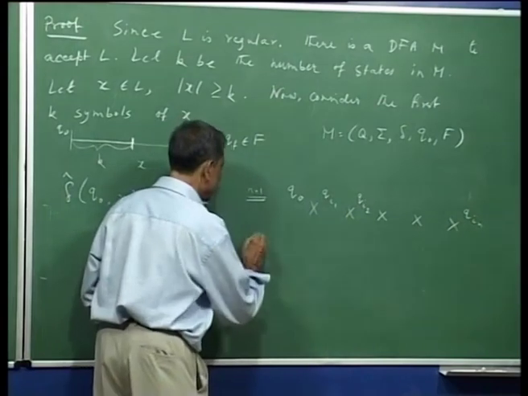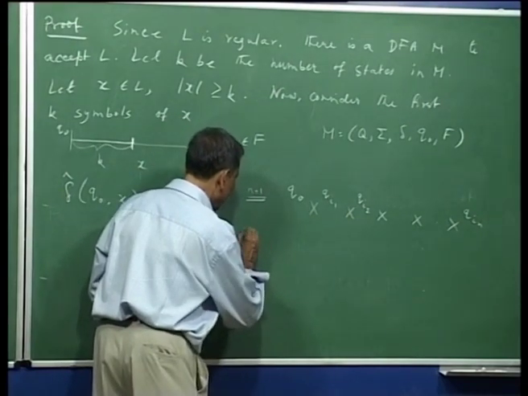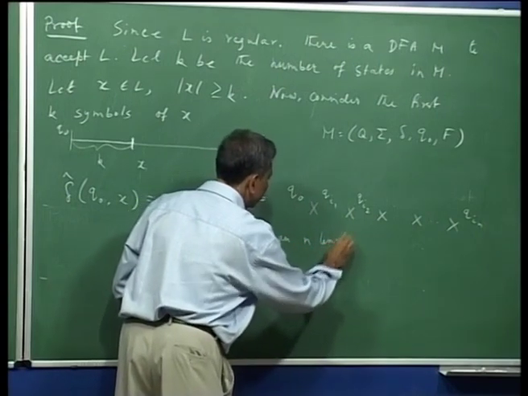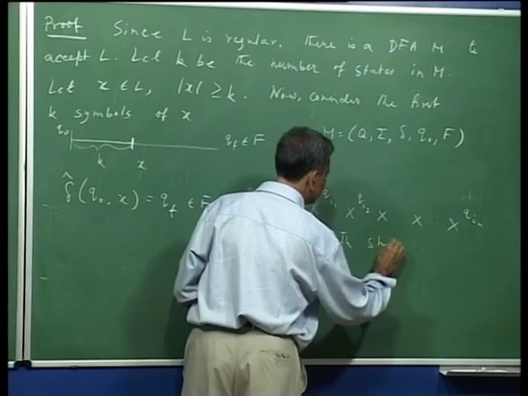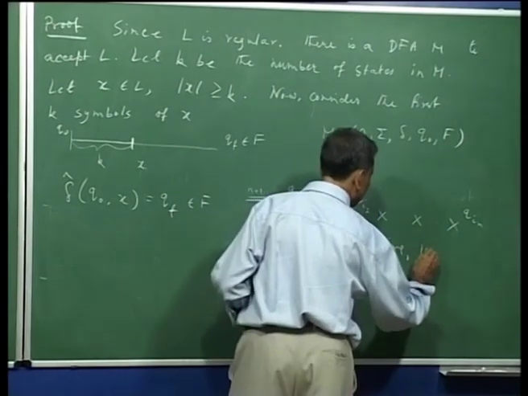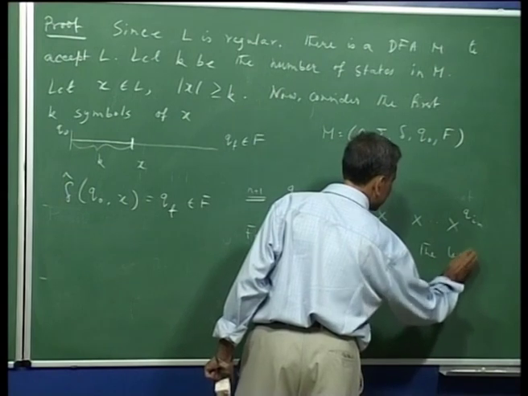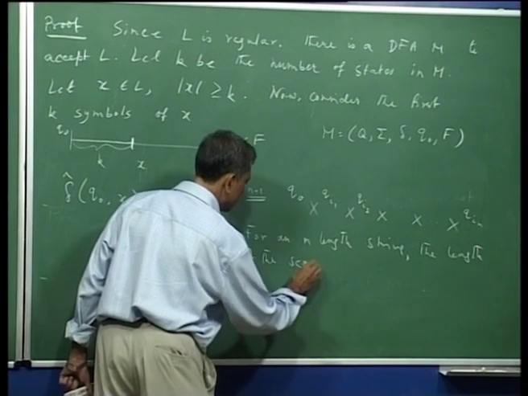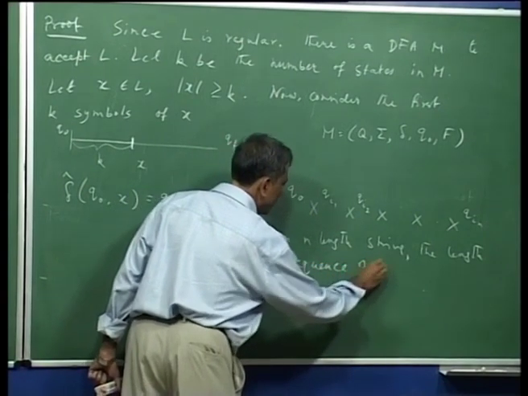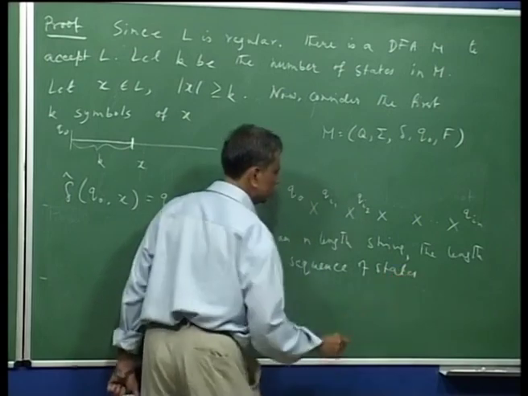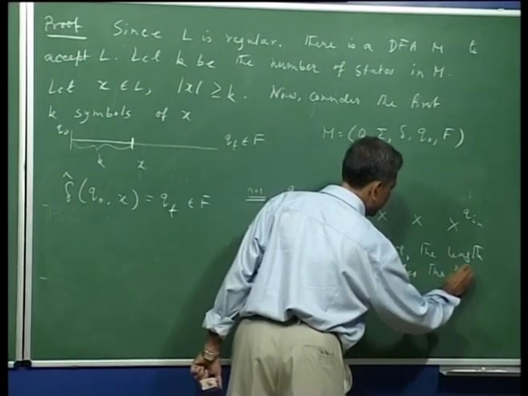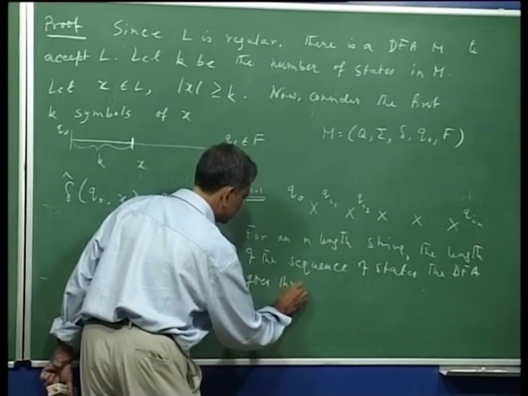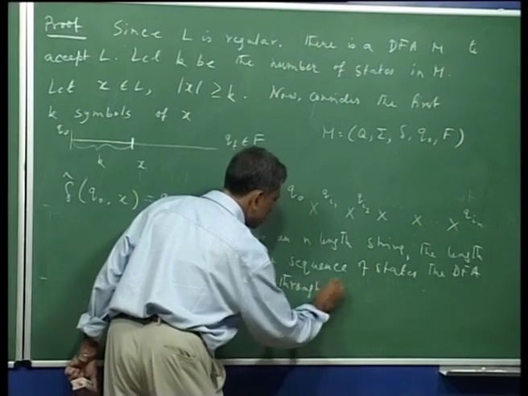So, let me write it clearly: for an n length string, the length of the sequence of states the DFA goes through is n plus 1.